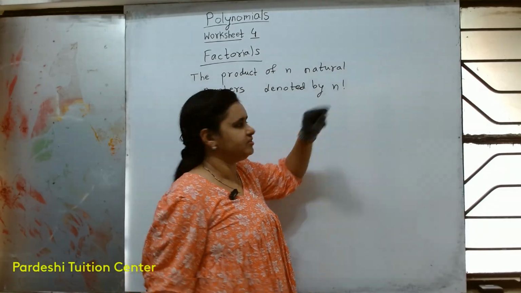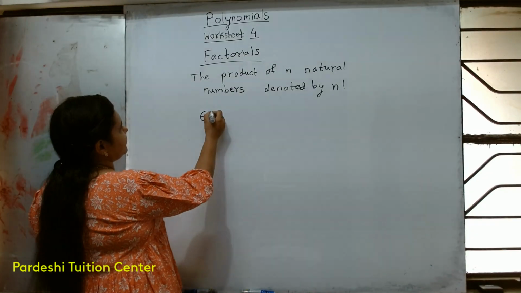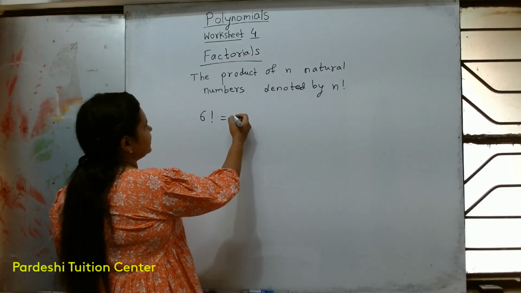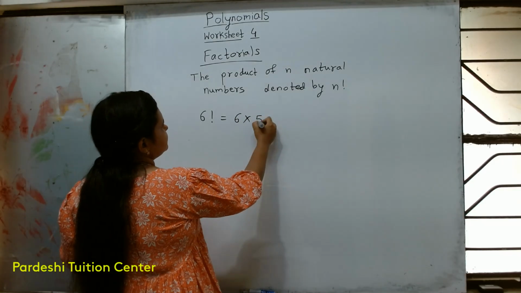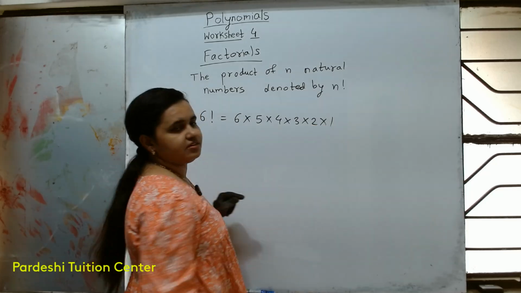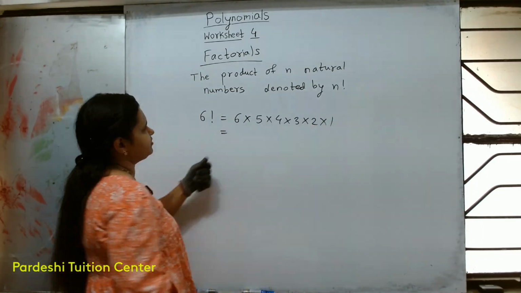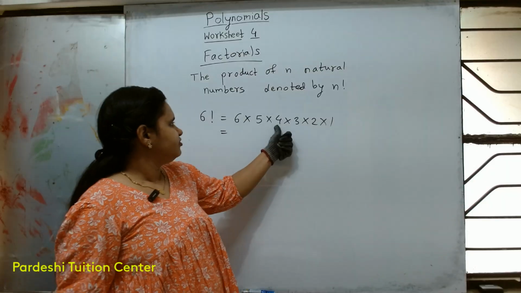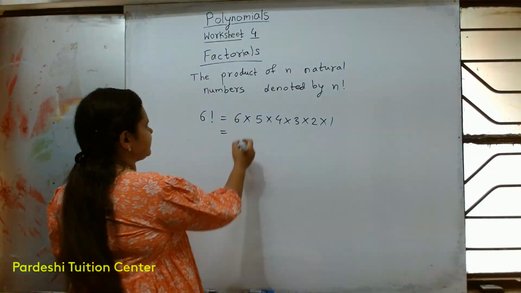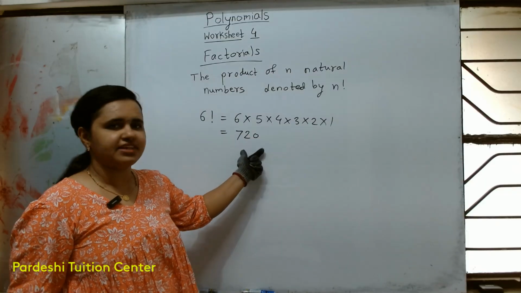Now, in simple terms, if I ask what is the factorial of 6, what is 6 factorial? How will you calculate it? It will be 6 into 5 into 4 into 3 into 2 into 1. This is the answer of 6 factorial. 6 5s are 30, 4 3s are 12, 12 2s are 24, 24 into 30 is 720. So the answer of 6 factorial is 720.